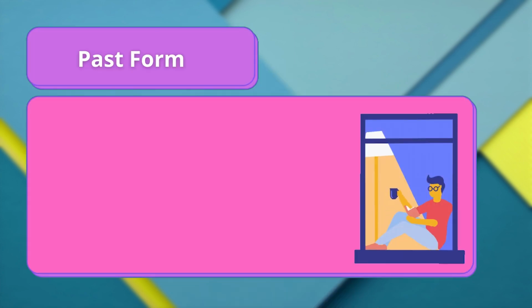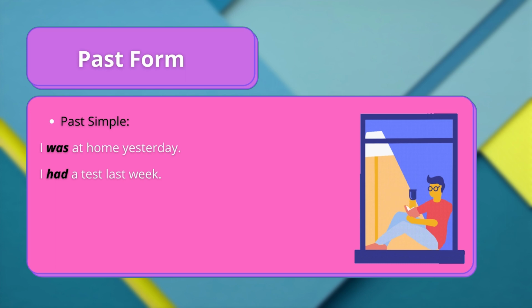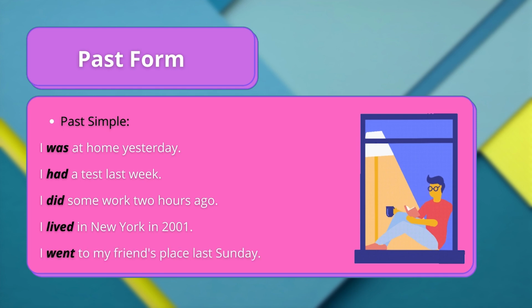Now let's look at the verbs in the past form. Verbs in the past form are only used for past simple tenses. For example, I was at home yesterday. I had a test last week. I did some work 2 hours ago. I lived in New York in 2001. I went to my friend's place last Sunday.